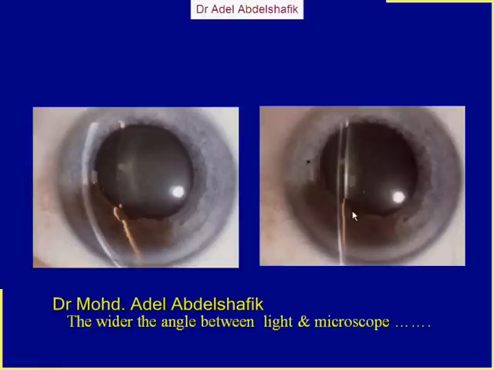So the idea, if you get light end on, you will miss things. But if you get light coming from a side with an angle with the microscope and the source of light, you get better information regarding the thickness. And if you get something elevated or depressed, you will see it better. Okay?